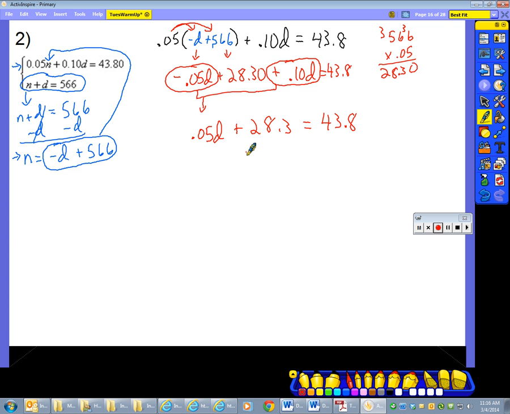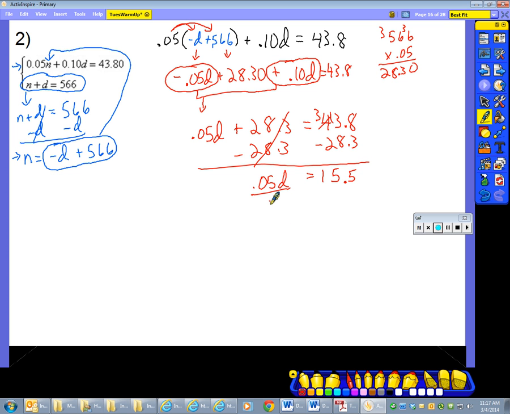And I'm going to subtract 28.3 from this side and subtract 28.3 on that side to keep it balanced. And 8 minus 3 is 5. Bring down your decimal. I have to borrow from that 4, makes it a 3, makes that a 13. 13 minus 8 is going to be 5. And 3 minus 2 is 1. And then don't forget, I've still got my 0.05 D right here.